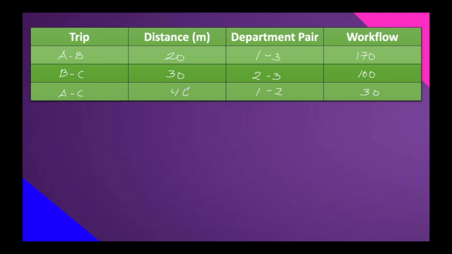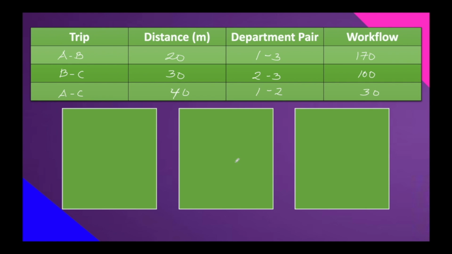Okay, 40 meters. Now, we can have the final layout here, considering these are the 3 stations. As you can see, guys, A to B should be close with each other. Okay?